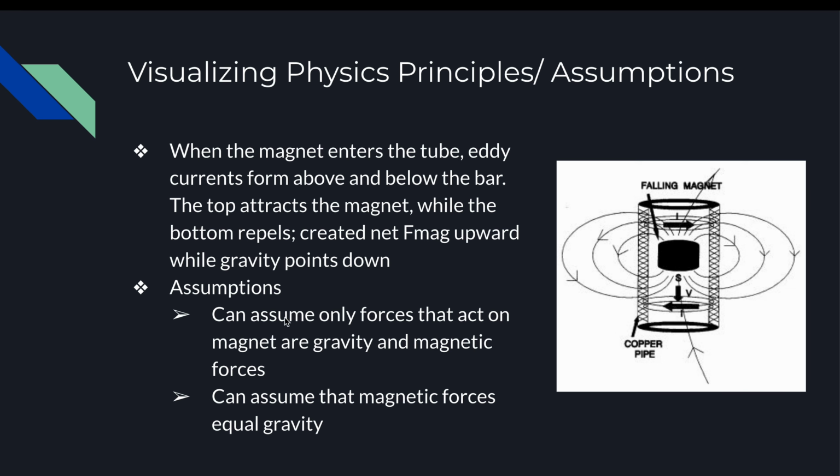So assumptions: we can assume that the only forces that act on the magnet are gravity and magnetic forces. We can ignore air resistance. We can assume that magnetic forces equal gravity because it's a constant velocity throughout the thing.